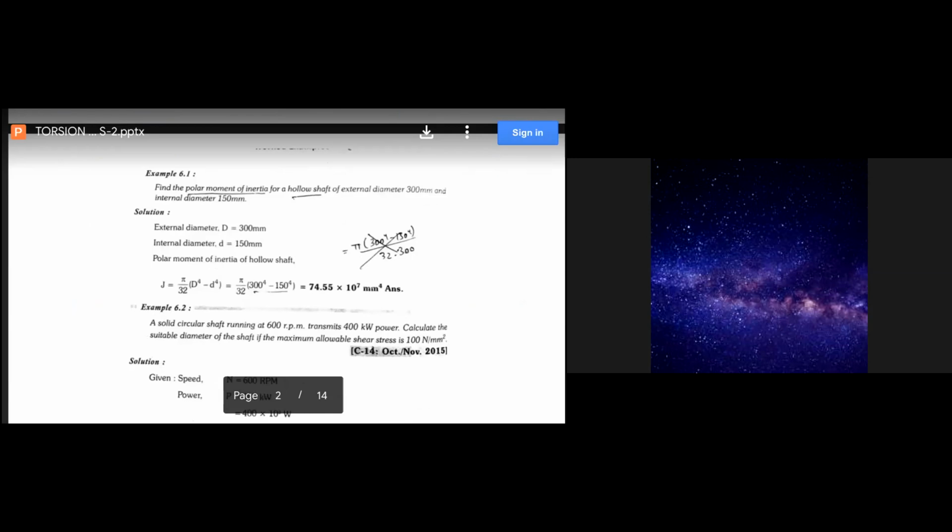In the previous video, we learned what a shaft is, functions of a shaft, materials used for shafts, and the torsion equation. The torsion equation is T by J is equal to tau by R is equal to G theta by L, and we will solve some problems also. In this session also, I will explain some problems.